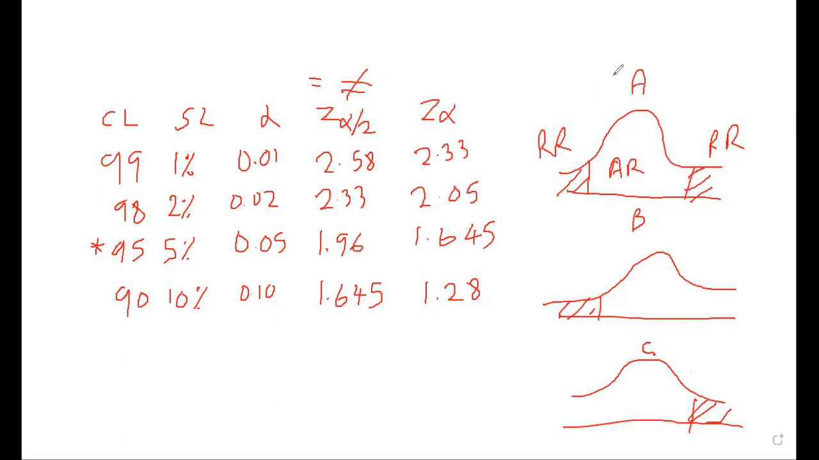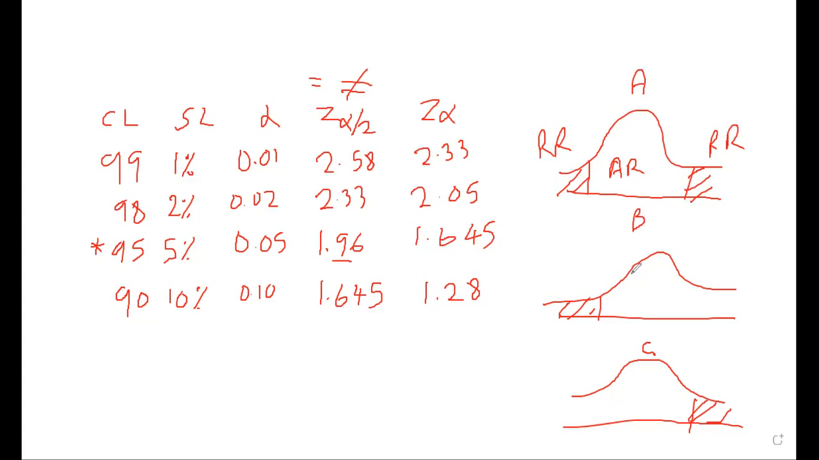So figure A is a two-tailed test. If this is a two-tailed test and this is at 99%, it means our lower critical value here will be negative 2.58 and our positive critical value will be 2.58. The same value will be here. If this is 95%, here we have 1.96, which is this figure here, and here we have 1.96.